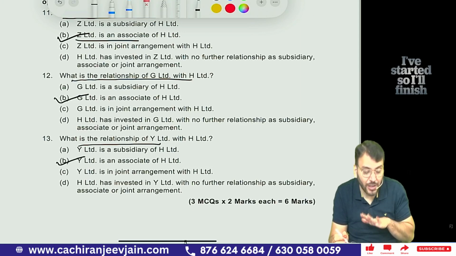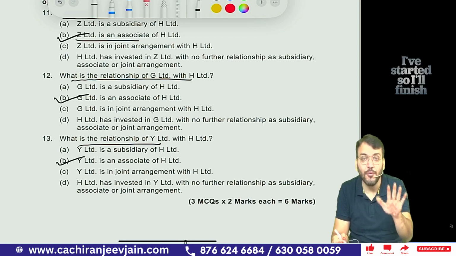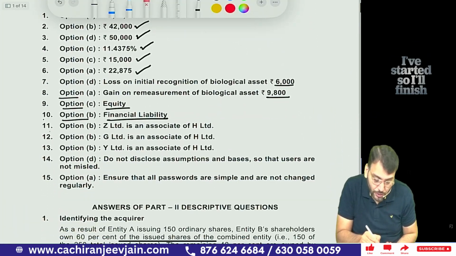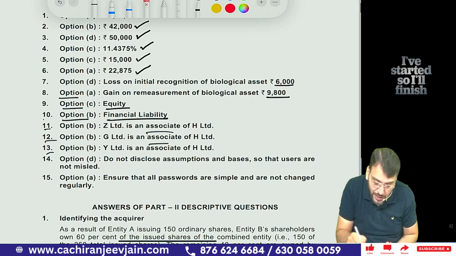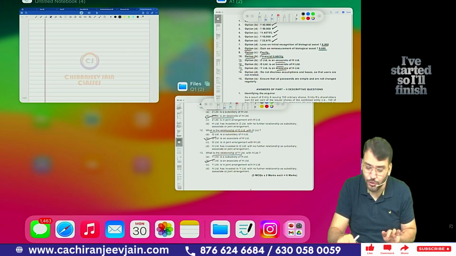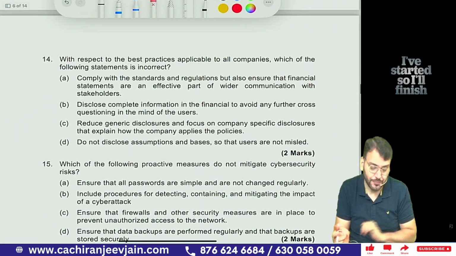So in all cases 11, 12, 13, the investee is an associate of the investor. Let's see what options are given. If you see, 11, 12, 13: associate, associate, associate, correct. Okay, sir. There are two more multiple choice questions.